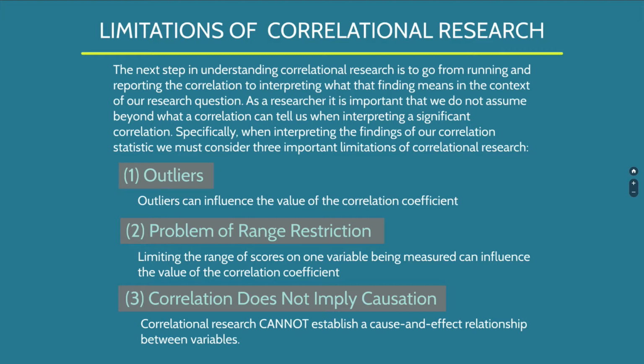First is the problem of outliers. Outliers can influence the value of the correlation coefficient. Second is the problem of range restriction. Limiting the range of scores on one variable being measured can influence the value of the correlation coefficient observed. Third, and most cautiously, we need to remember that correlation does not imply causation. Correlational research cannot establish a cause and effect relationship between variables. We'll cover each of these limitations in more detail next.